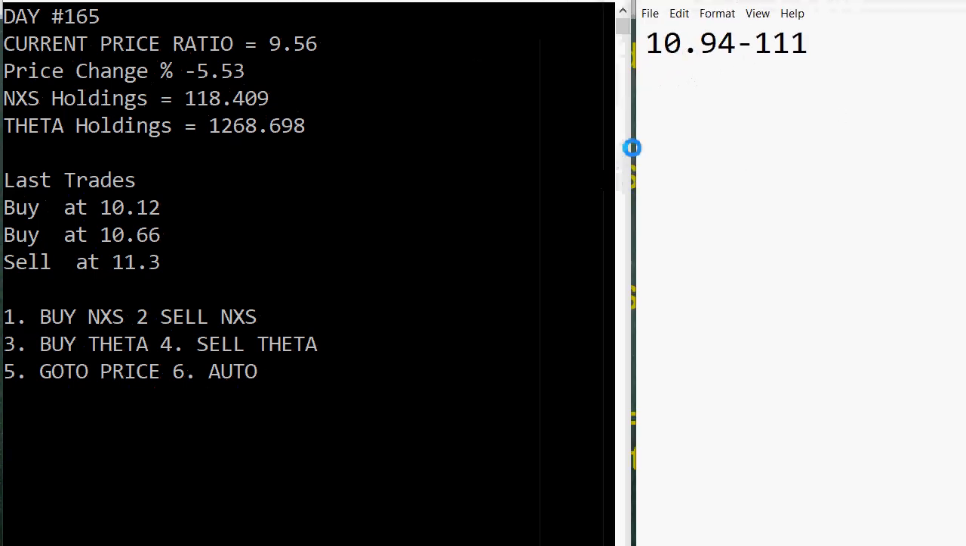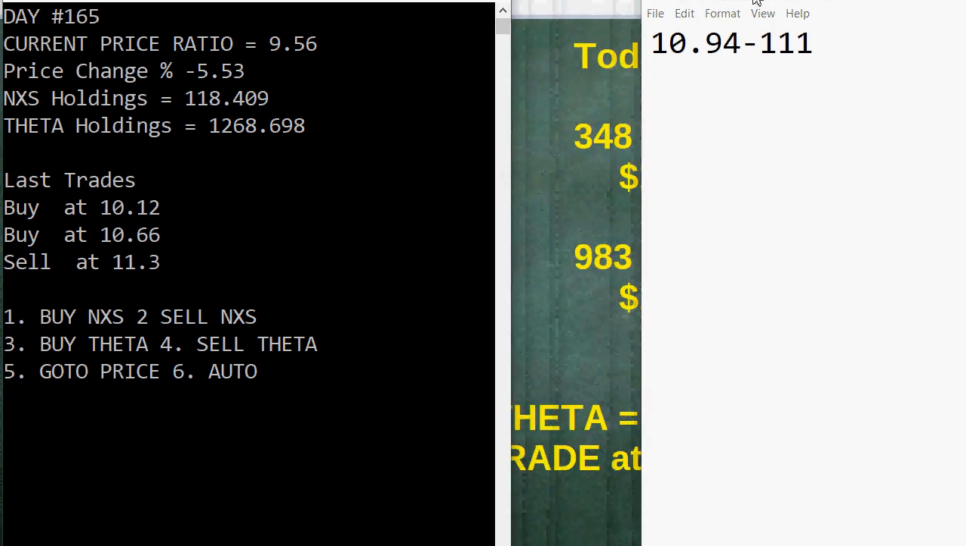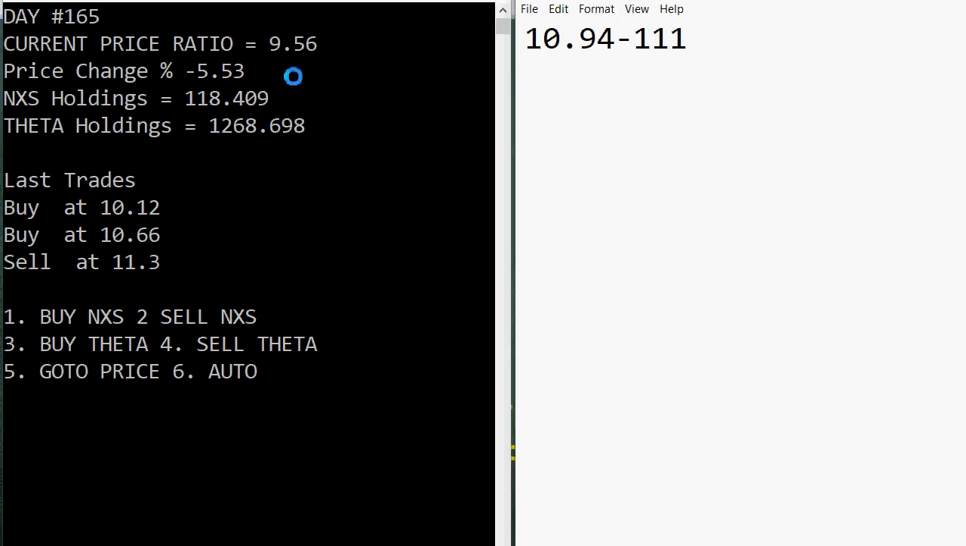But what I'm doing in here is setting it up so that I'm going to document every single trade. I've done 164 whatever plus. I'm at 118 NXS, so I'm up 18 on that, and I'm up 168 Theta so far, as the start was 1100 on that as well. I'm not going to go through all of them. I don't have the time. In fact, I'm hoping to get it done by the end of the night.